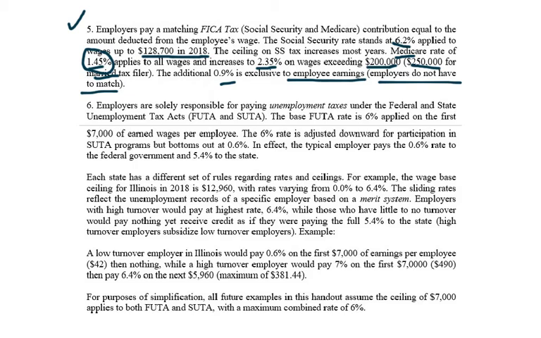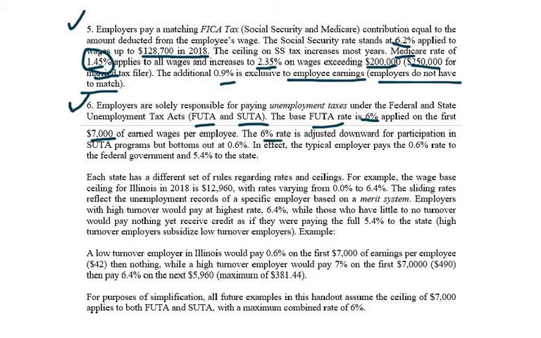Now, last basic concept here is employers are solely responsible for paying unemployment taxes. Again, this is under the Federal and State Unemployment Tax Acts, which are abbreviated FUTA and SUTA. Not the most elegant abbreviations, I know, but there they are. Now, your base federal rate is going to be 6% applied on the first, and look how small this is, this is a very, very low ceiling, $7,000, that's it, earned per employee.